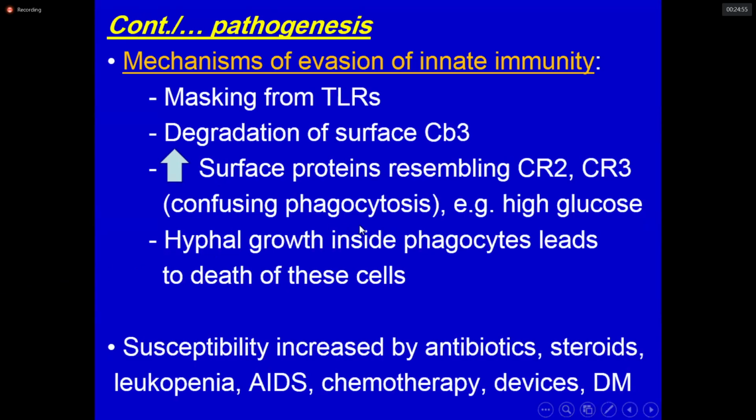Hyphal growth inside phagocytes leads to death of these cells. Phagocytic cells sometimes cannot kill the Candida inside them, and hyphal growth will be resistant to destruction inside phagocytic cells. That is why this will lead to death of these cells.